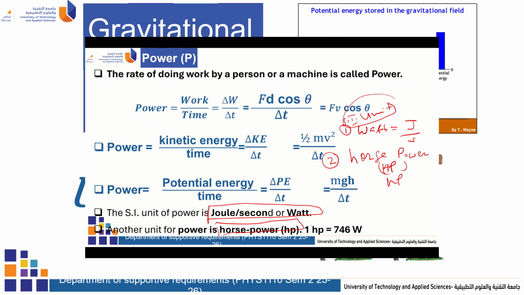So there is a relation between the horsepower and the watt. One horsepower is equal to 746 watt. So if horsepower is given, then we have to change it into watts.